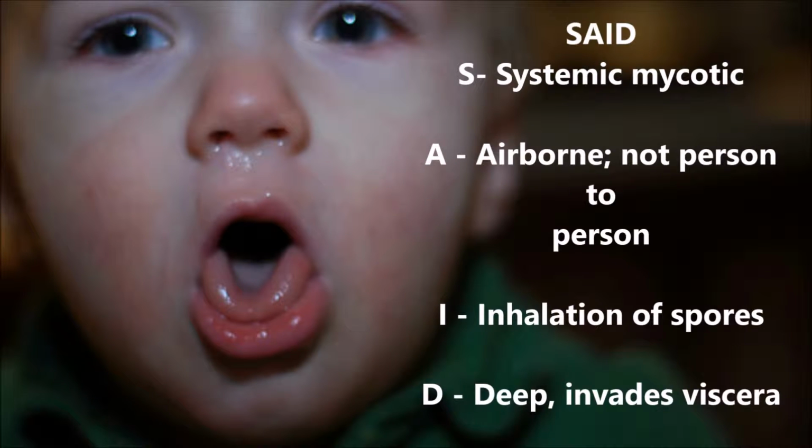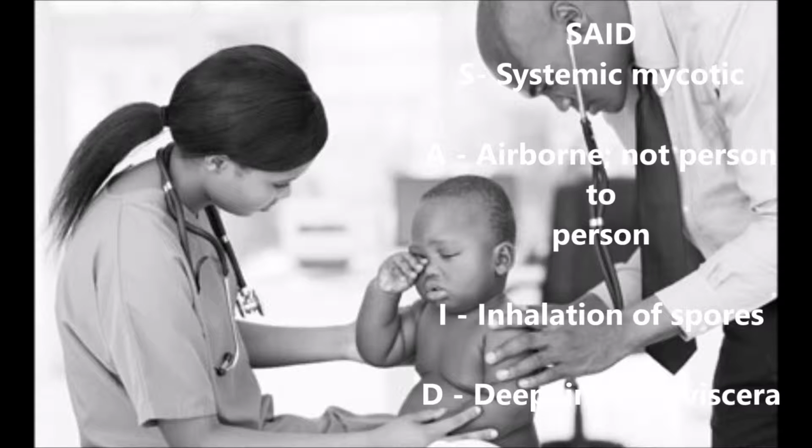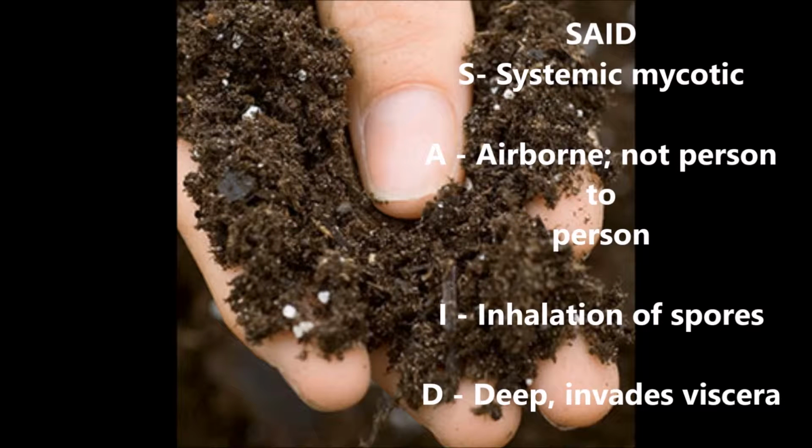Let's talk about the other type. For this one, we've come up with SAID. S for systemic mycotic fungal infection, A for airborne, not person to person, I for inhalation of spores from soil, and D, deep, invades visceral. What are the main differences?